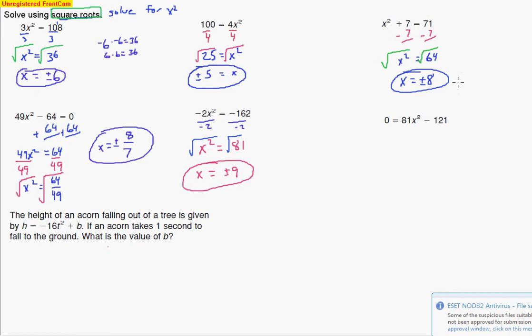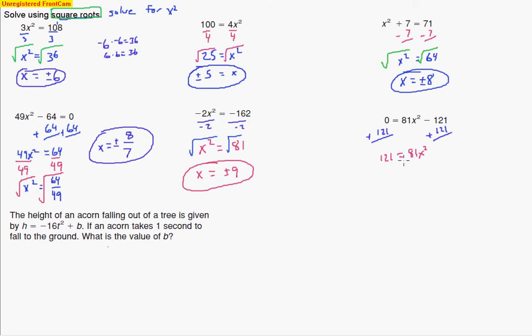Well, from that point, this one here, a little bit different. You just have to add that 121 to both sides. And when I do that, I'm now left with 121 equals 81x squared. So you're just going to take this 81 and get rid of it by dividing by 81 on both sides. And so when I do that, now I'm left with 121 over 81, and this all equals x squared.